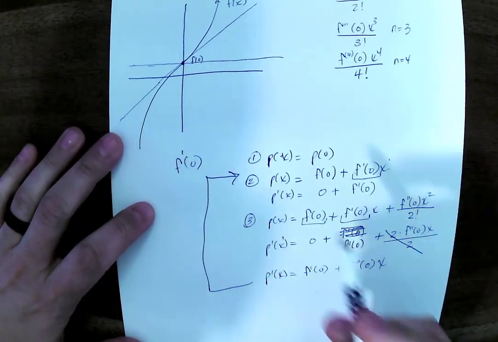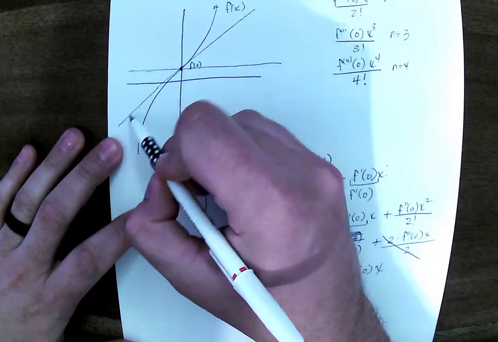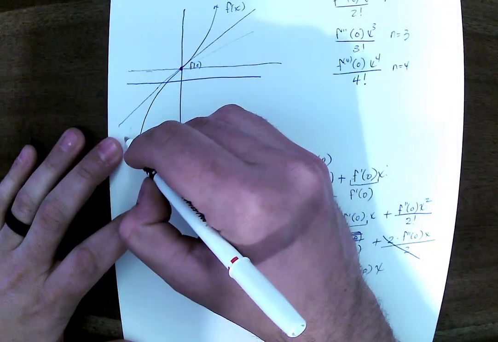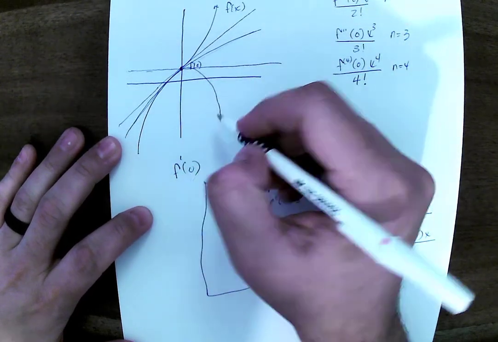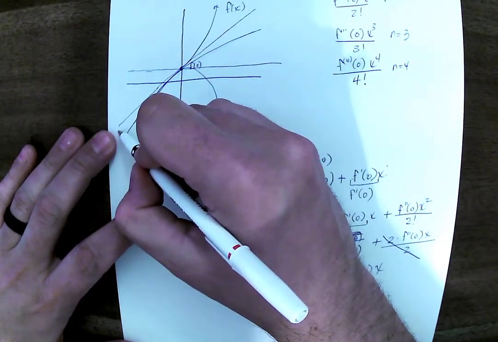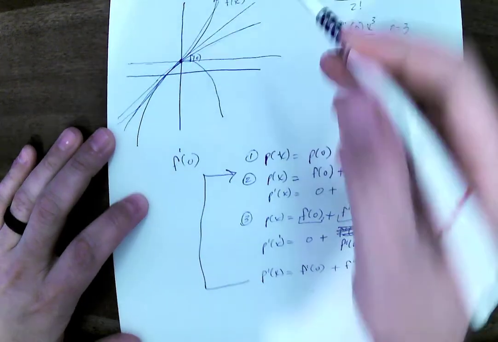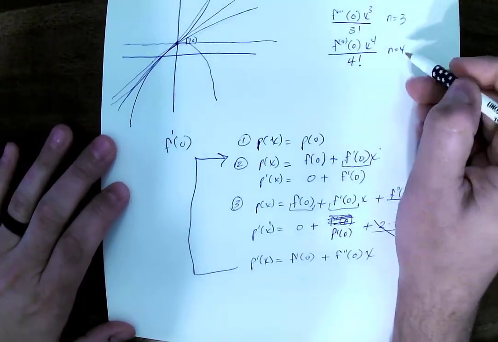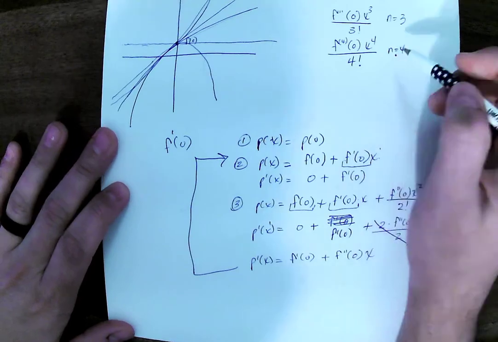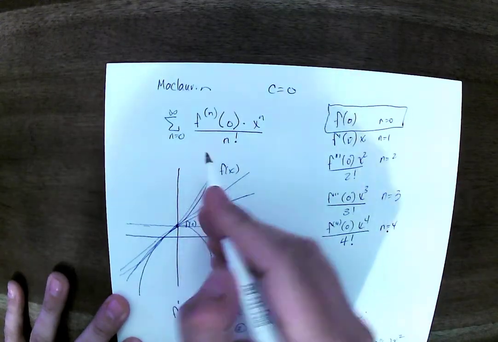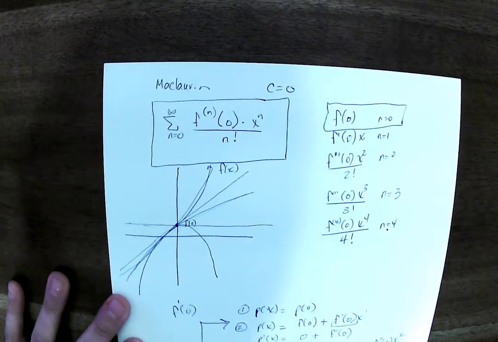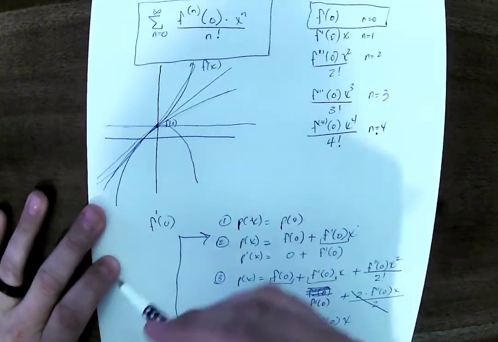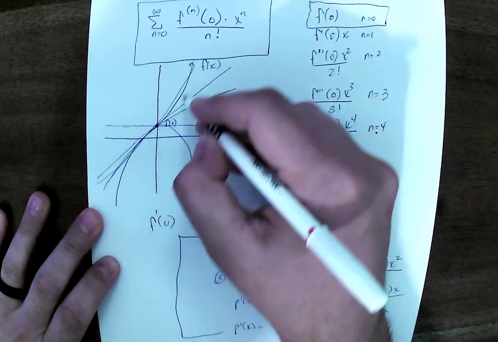As we continue to add these on here, maybe the next time I'll get something that looks like this. And then maybe the next time I'll get something that looks a little bit like this. Eventually, as we continue adding on, and the n gets higher and higher and higher, to eventually where we end up with this guy right here, eventually we will get something that mimics very closely our original function.